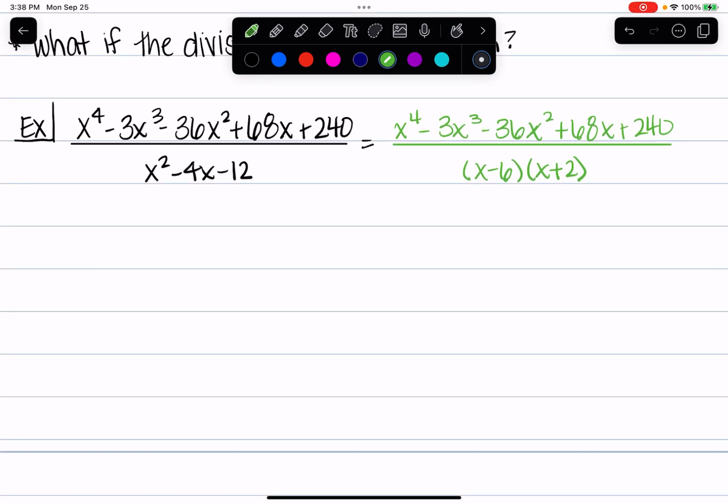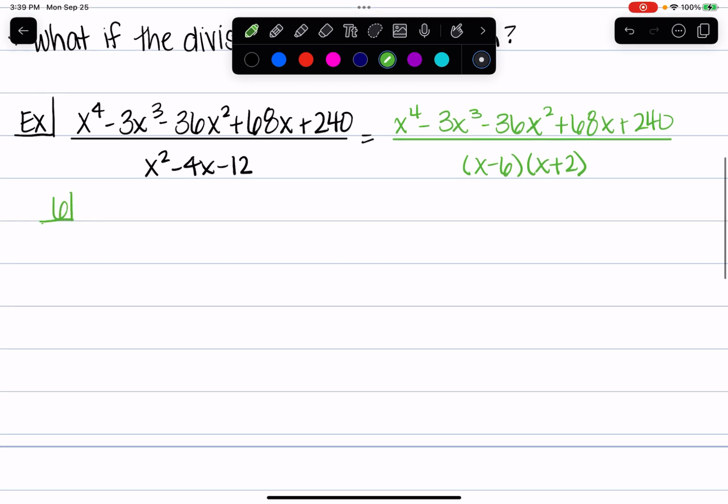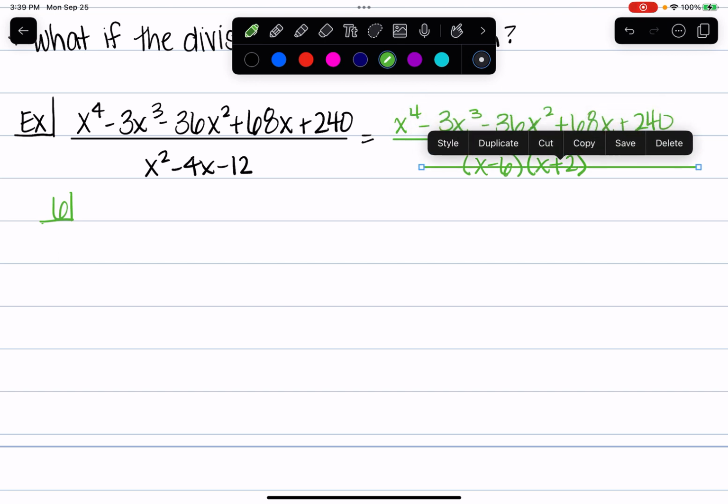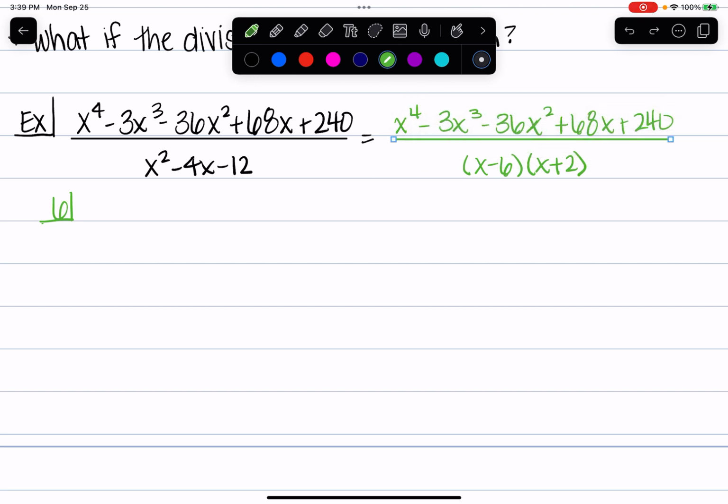So now, instead of just doing synthetic once, we're going to do it twice. So I'm going to set this up as 6 is on my shelf. And then I'm going to do my coefficients, and I go 4, 3, 2, 1, none. So there's no placeholder in this. So I'm going to do 1, negative 3, negative 36, 68, and 240.